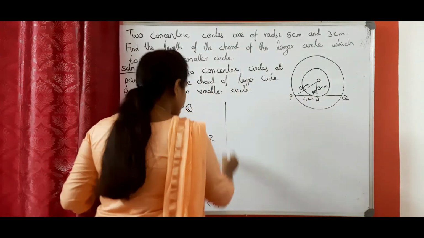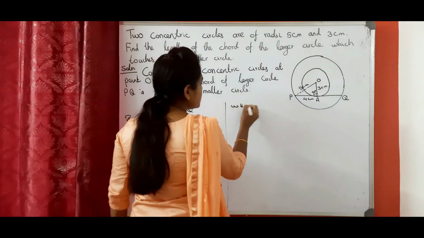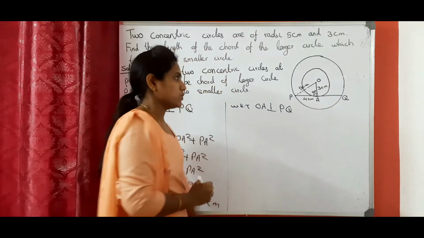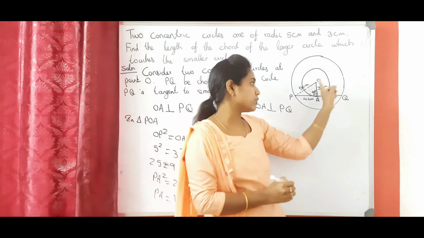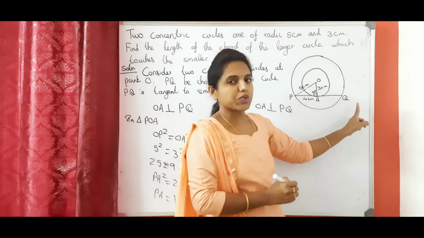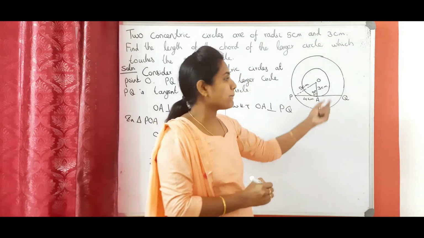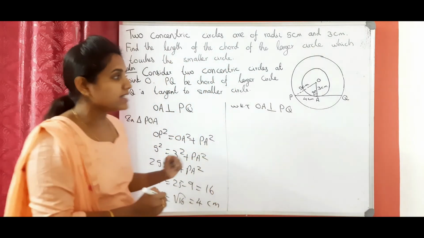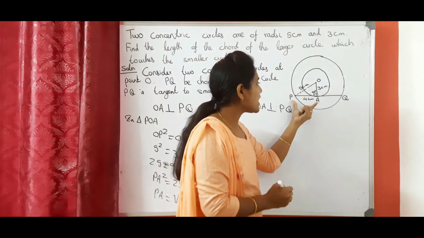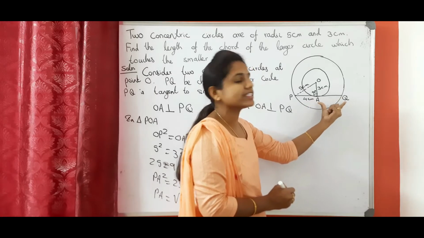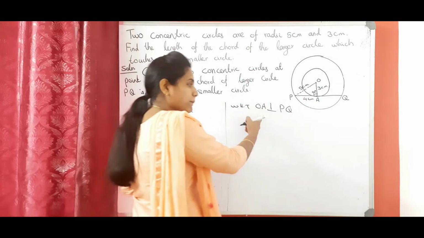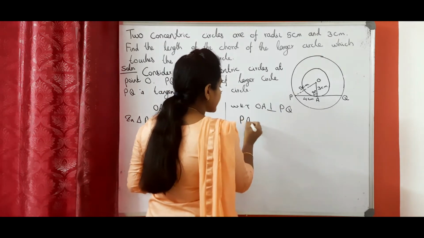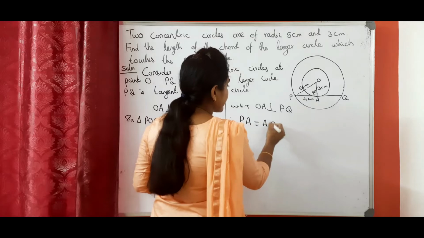And also we know that OA is perpendicular to PQ. The radius OA is perpendicular to the tangent. We know that a perpendicular from the center bisects the chord of the circle. Therefore, what can we say? PA equals AQ. These two lengths are equal. Why? Because it is perpendicular, the perpendicular bisects the chord. Therefore, PA equals AQ.